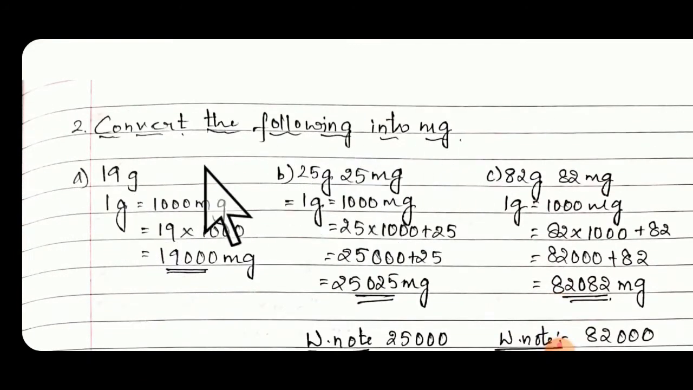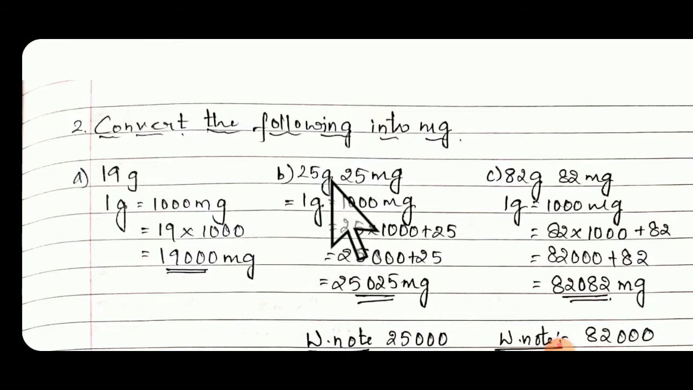Question number 2. Convert into milligram. See, the question is given in gram. You have to convert into milligram. So in this whole thing, you have to multiply by 1000. If it is given in gram, 19 gram, multiply by 1000, it becomes 19,000 milligram.